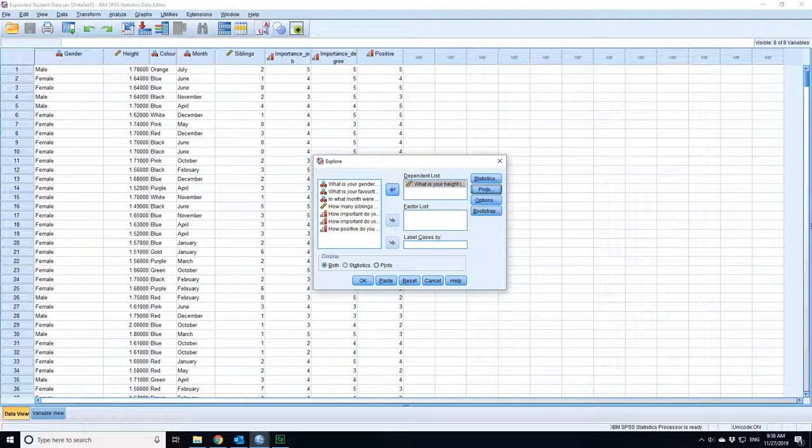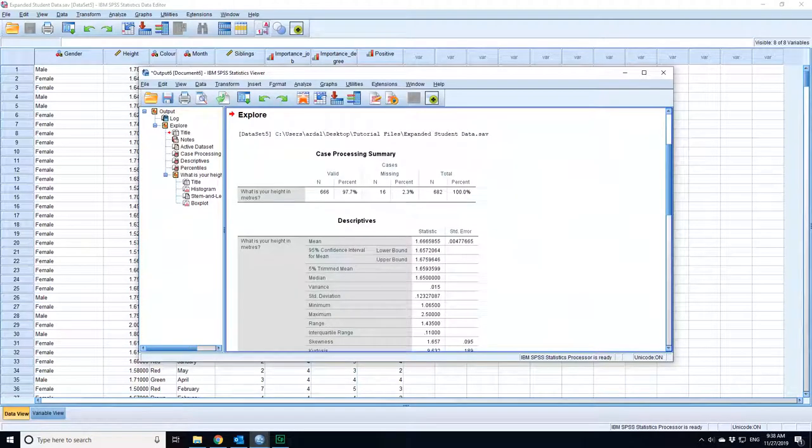The only thing that's going to raise a concern is if you end up with two peaks or if you have a very long skewed tail. But for most biological data, it shouldn't be not normally distributed. The normal distribution is general in most biological cases. Right, so I press OK.